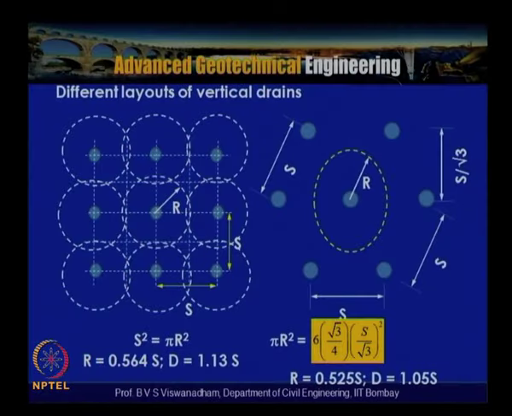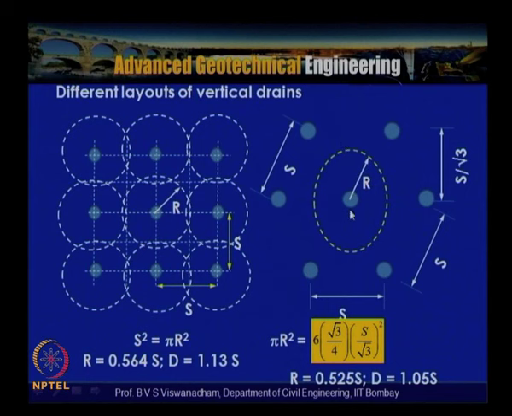There are two different types of layouts of vertical drains in vogue. One is the square layout, which is shown here, and this is the triangular layout. You can see that the orientation of this is an equilateral triangle. This magnitude S is called the spacing, from center to center of the drain, and this height is S by root 3, and this is called the equivalent radius, or this area is called the equivalent diameter.